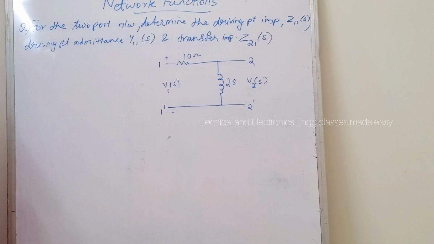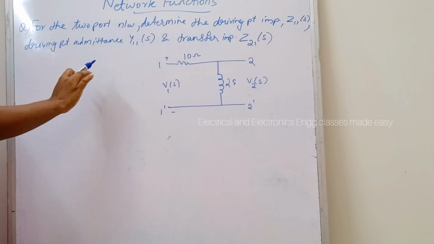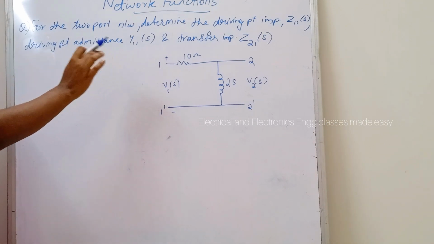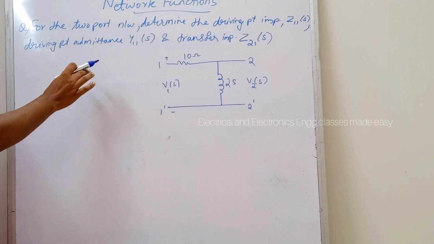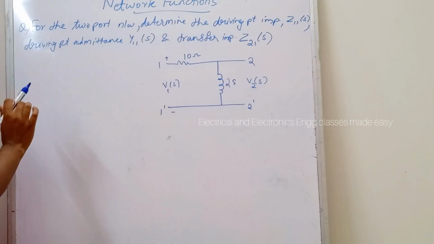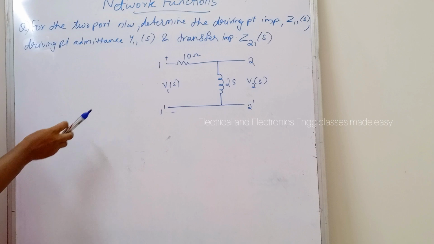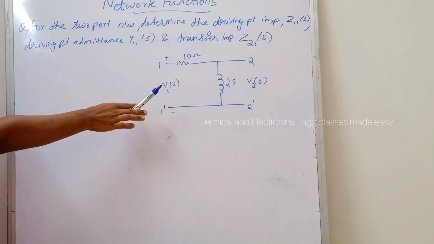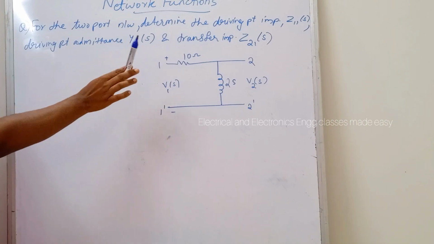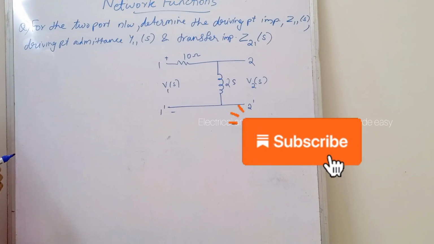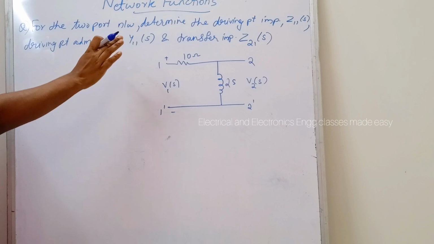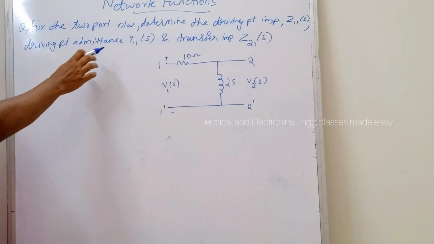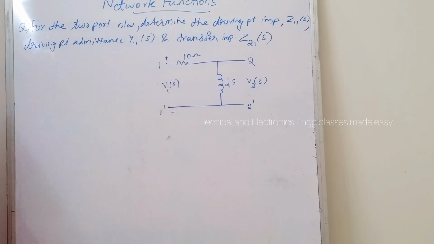Let us do another problem. For the two-port network, determine the driving point impedance Z11 of S, driving point admittance Y11 of S, and transfer impedance Z21 of S. So this is the given network, and look here, this is already a transformed network. So here we have to find the values of Z11, Y11, Z21.